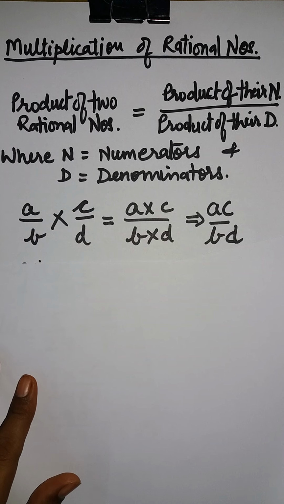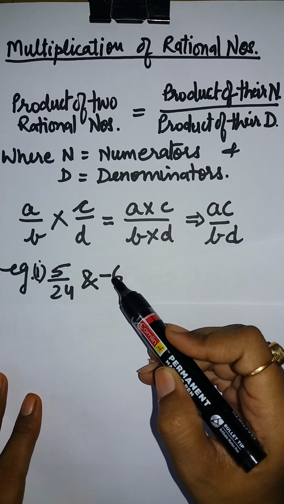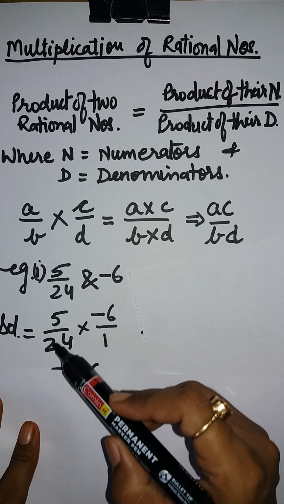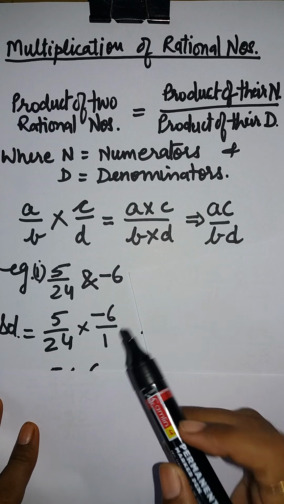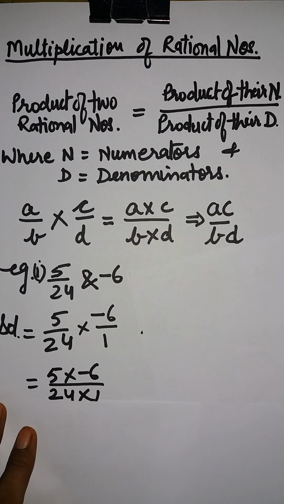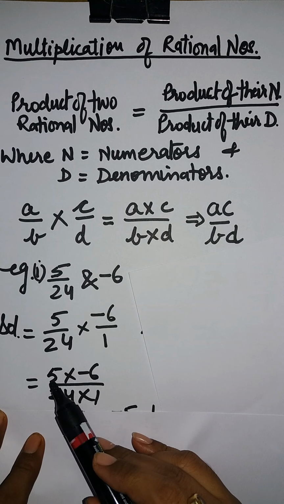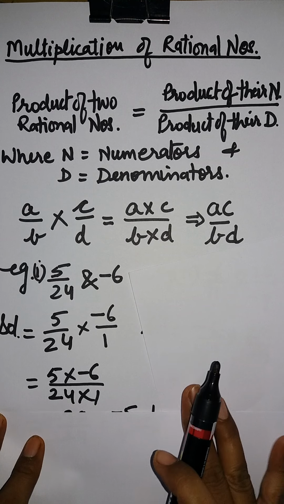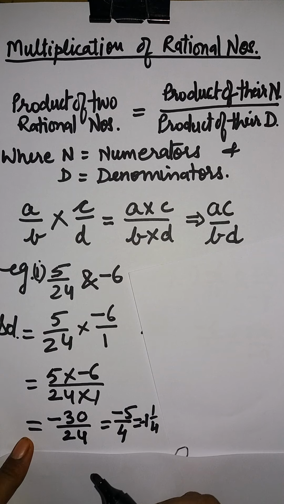Let us take an example. Multiply 5 by 24 and minus 6. 5 by 24 multiplication sign minus 6 upon 1. If there is no denominator, we write 1 in the denominator place. We multiply the numerator by the numerator: 5 multiplied by minus 6 upon 24 multiplied by 1. The product is minus 30 upon 24.